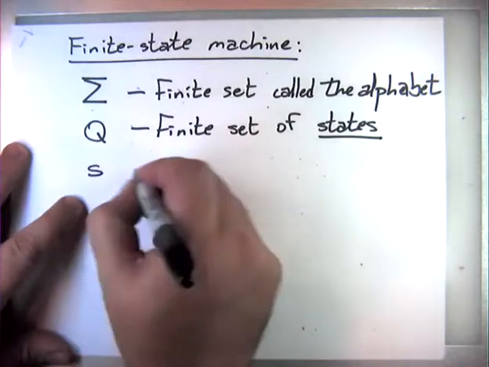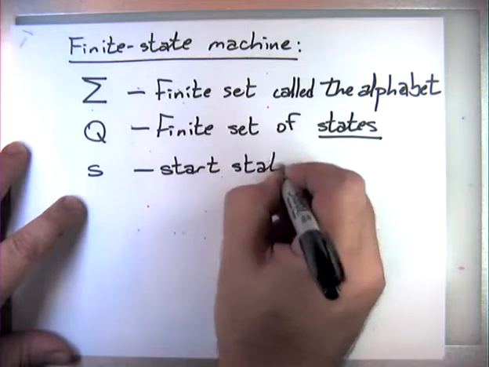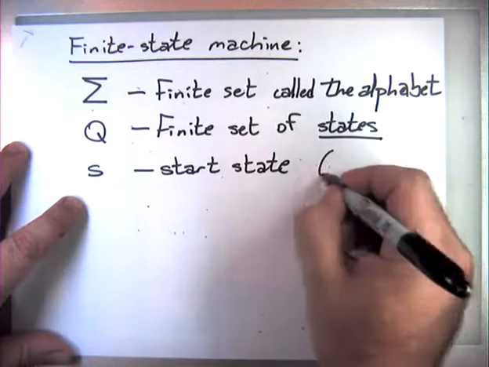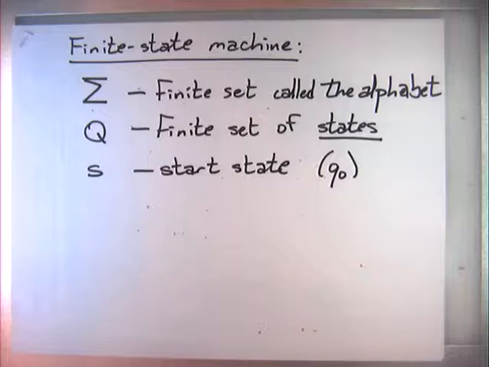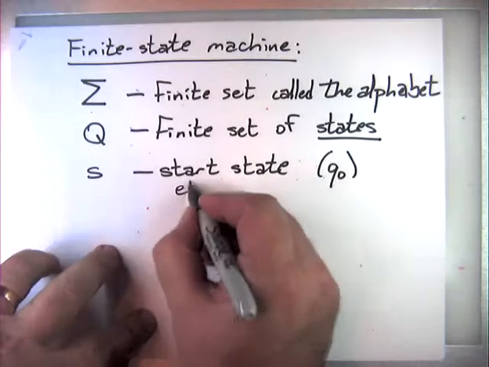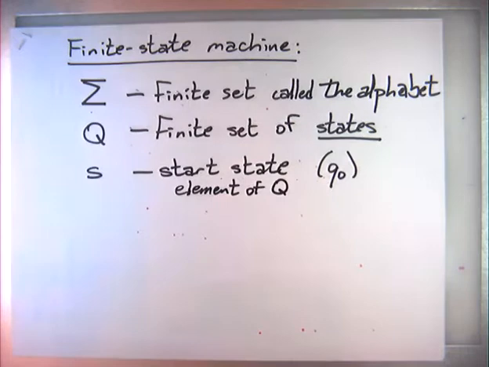There's S, which is a start state. Sometimes, for historical reasons, this start state is called Q naught. Right, so this is an element of Q. Okay? This is where you start, the initial value of your internal variables, the node that you start on.